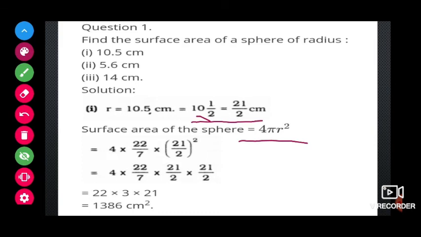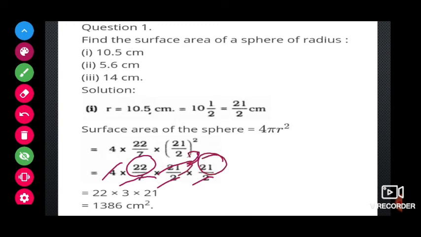Now the surface area formula will be 4 pi r square. So 4 into pi, 22 by 7, into r square, 21 by 2 whole square. So 4 into 22 by 7 into 21 by 2 into 21 by 2. Here we can cancel with the 7. 7 ones are 7, 7 threes are 21. So we will get 22. Here 4, here 2, here 2 we can cancel. So the remaining will be 22, and here 3 into 21. If we multiply, we will get 1386.